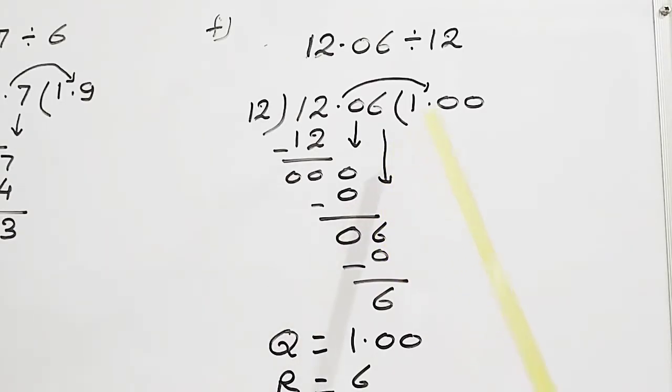12.06 divided by 12. So when we take the whole number part of dividend 12, 12 once is 12. Subtracting 12 from 12, it gives 0. Then shift the decimal to the quotient and write one digit 0 down.